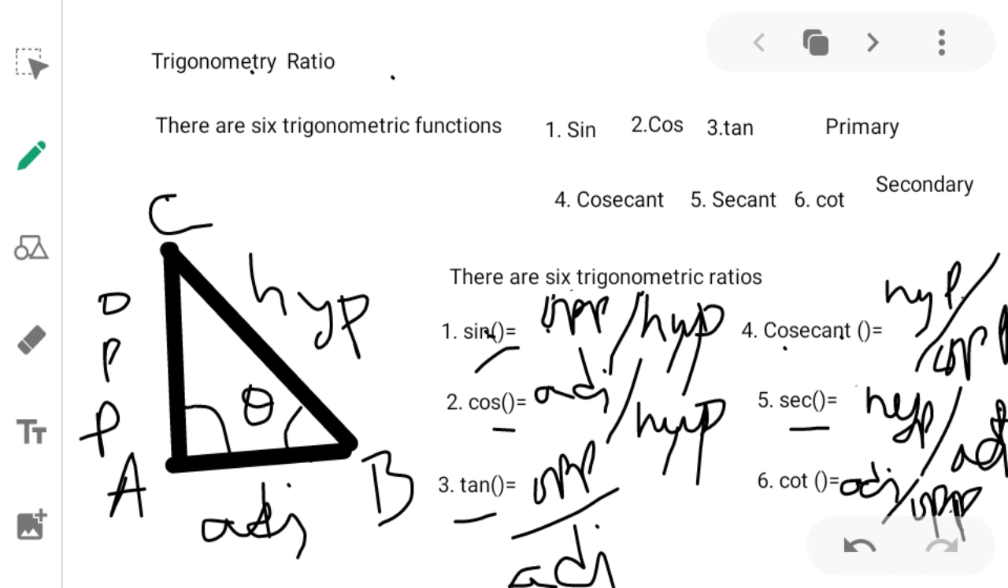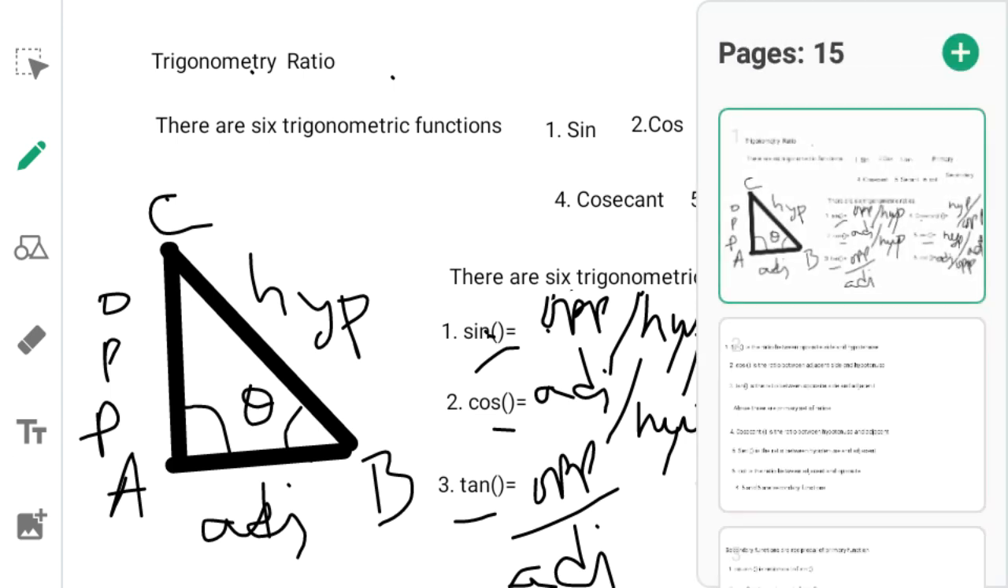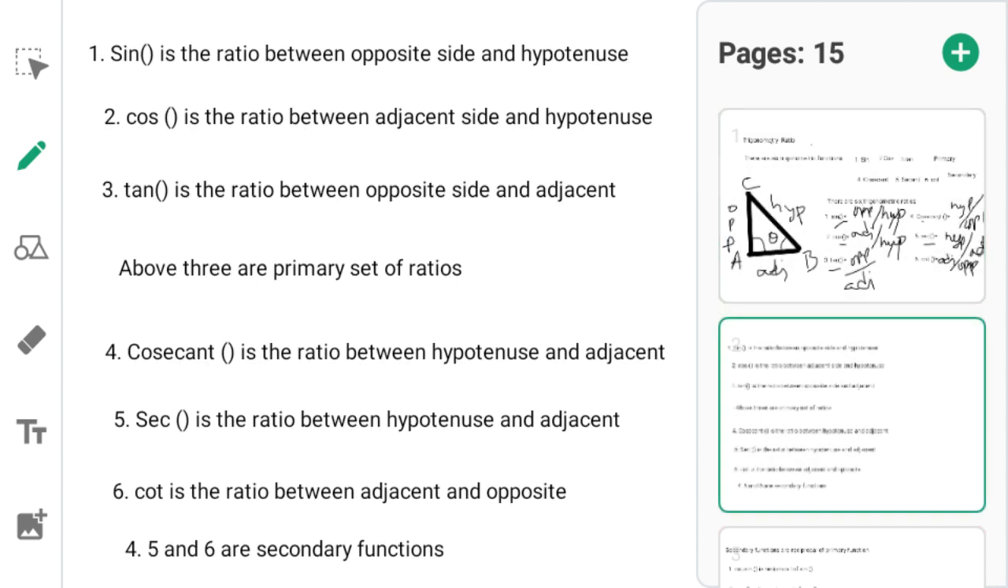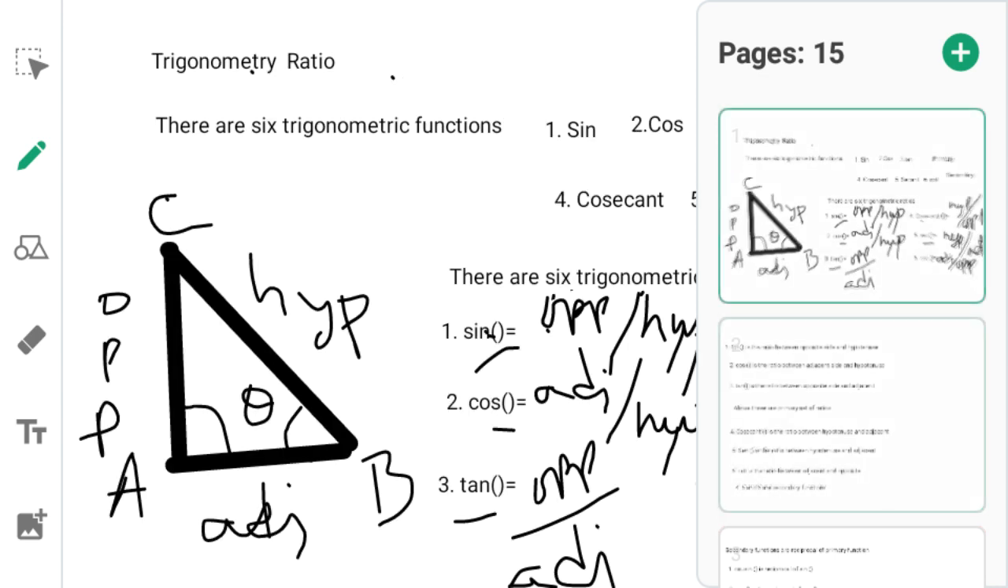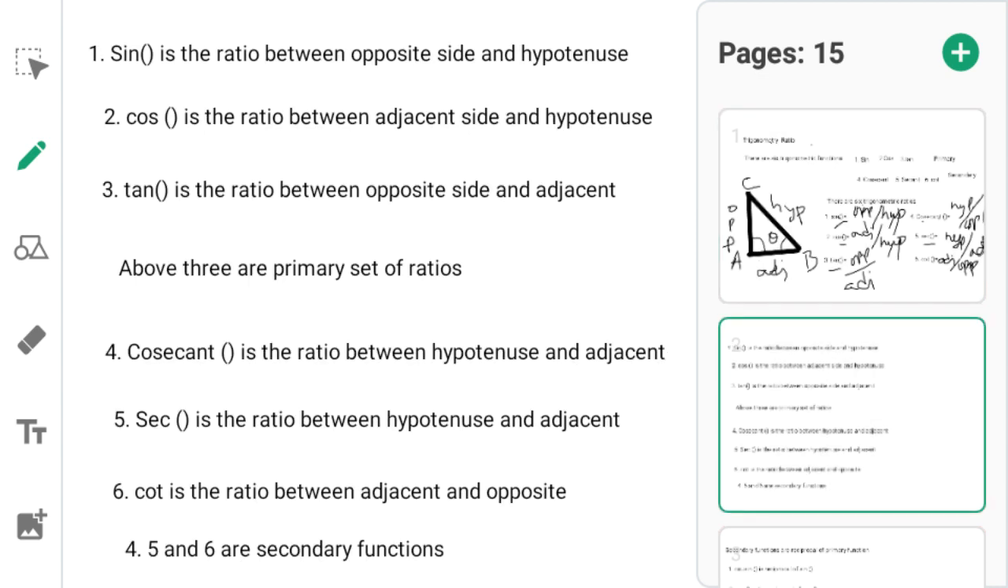So in the next page I have given the explanation in the form of definitions. What I gave on the first page was the ratios: opposite by hypotenuse, adjacent by hypotenuse, and so on. Now, in continuation, I am giving you the definitions. Sin theta is the ratio between opposite side and hypotenuse. Cos theta is the ratio between adjacent side and hypotenuse. Tan theta is the ratio between opposite side and adjacent.